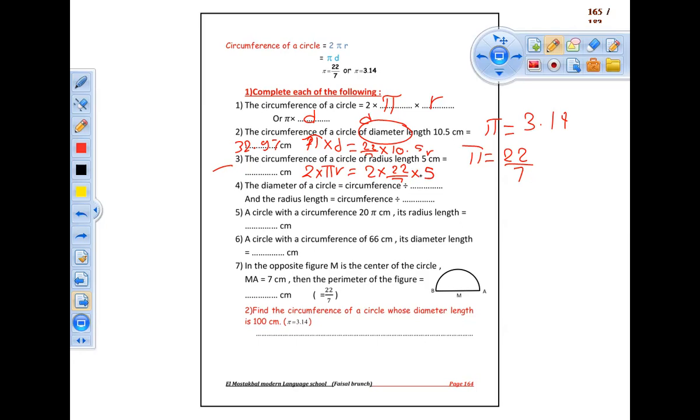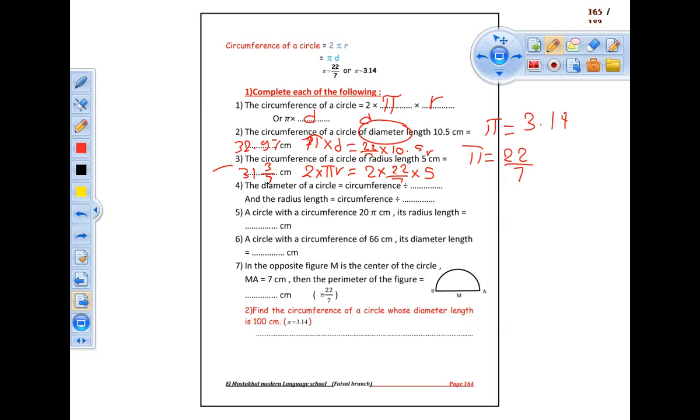I can choose my calculator now: 2 times 22 over 7 times 5. And now we can press shift and S-D to get the fraction, which is equal to 31 3 over 7 centimeter. If we have more than 3 or 4 digits in the decimal, we can press shift and after that S-D.